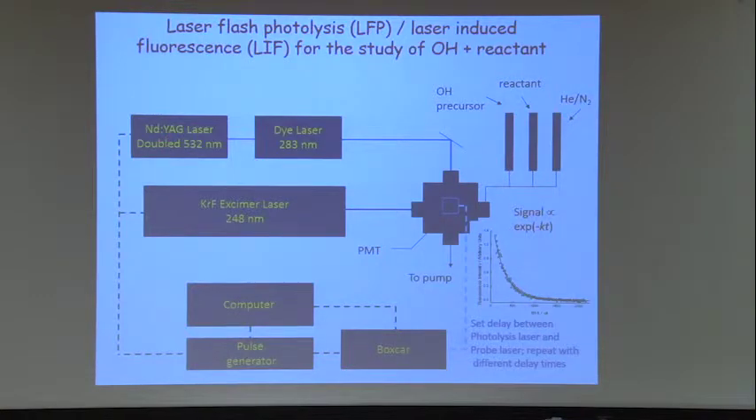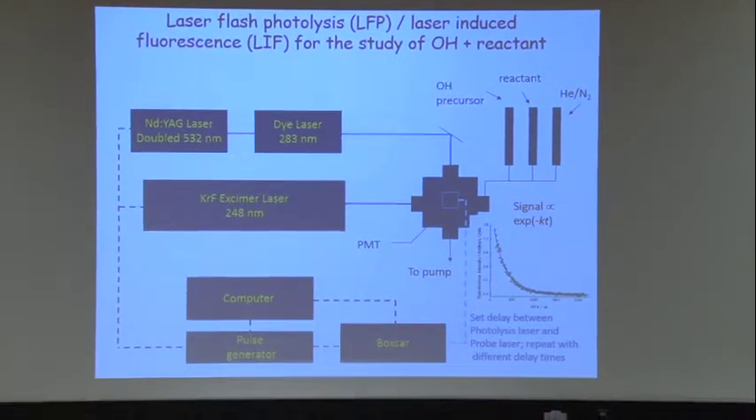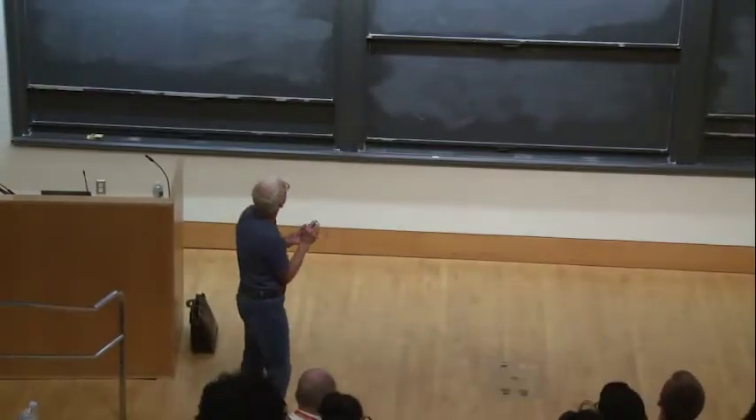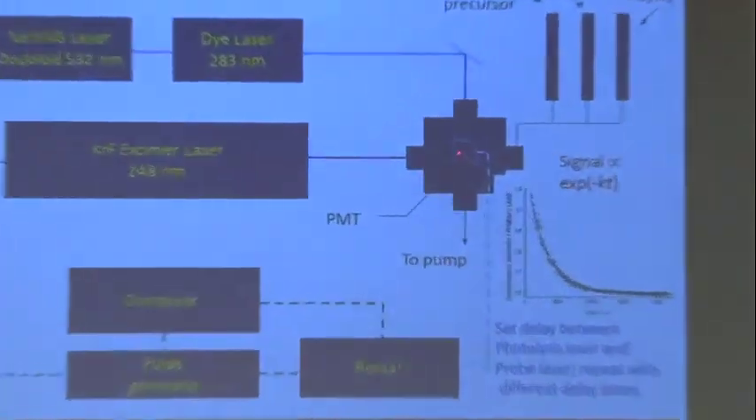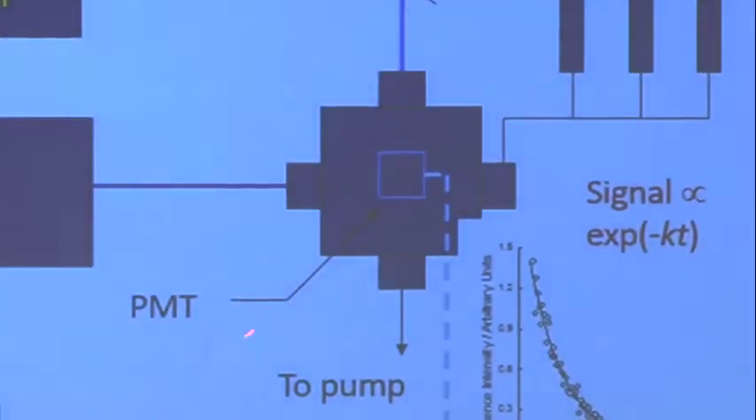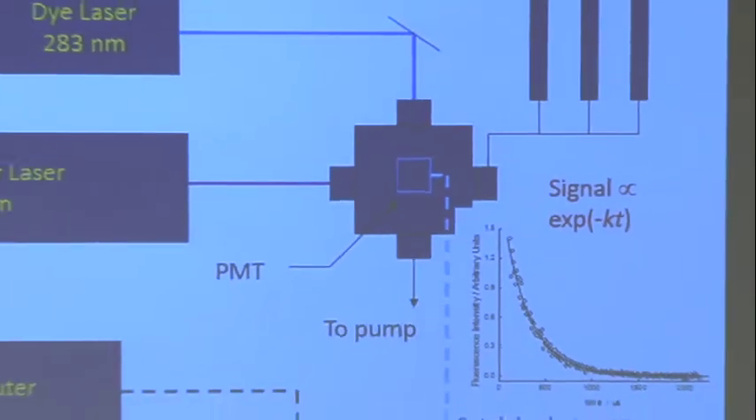This is another laser. This is a solid-state laser that pumps a dye laser, and that dye laser is tuned to a specific frequency at which the hydroxyl radical will absorb. This again is pulsed, and it lasts again about 10, 15 nanoseconds. That pulse goes into the cell and excites the OH, which fluoresces, and we measure the fluorescence on a photomultiplier.